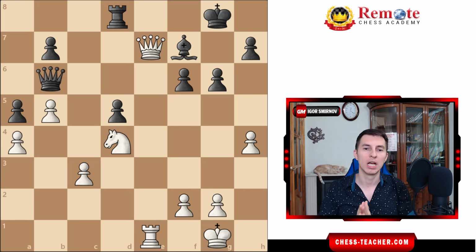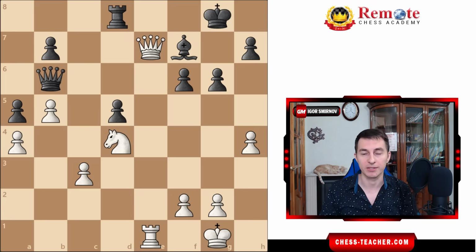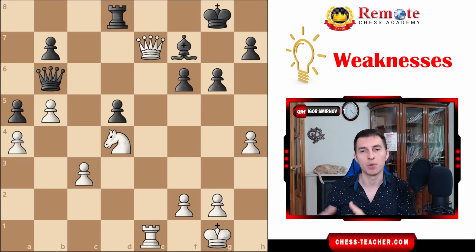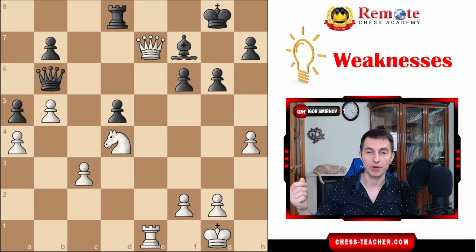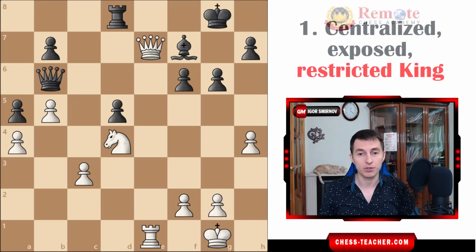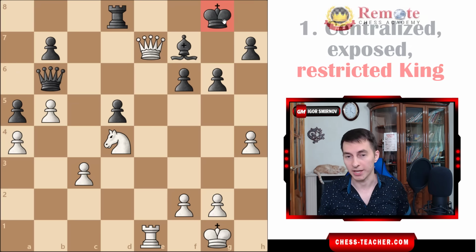Here is also the first main idea that helps you to understand if you should even consider sacrifices or not. And that idea is weaknesses. When you see weaknesses in an opponent's position, it is a trigger for you to start thinking that, hey, maybe I can actually take advantage of them and go into the attack right away. What kind of weaknesses exist in chess? There are three of them. The first is a weak king, which is an exposed or a restricted king.